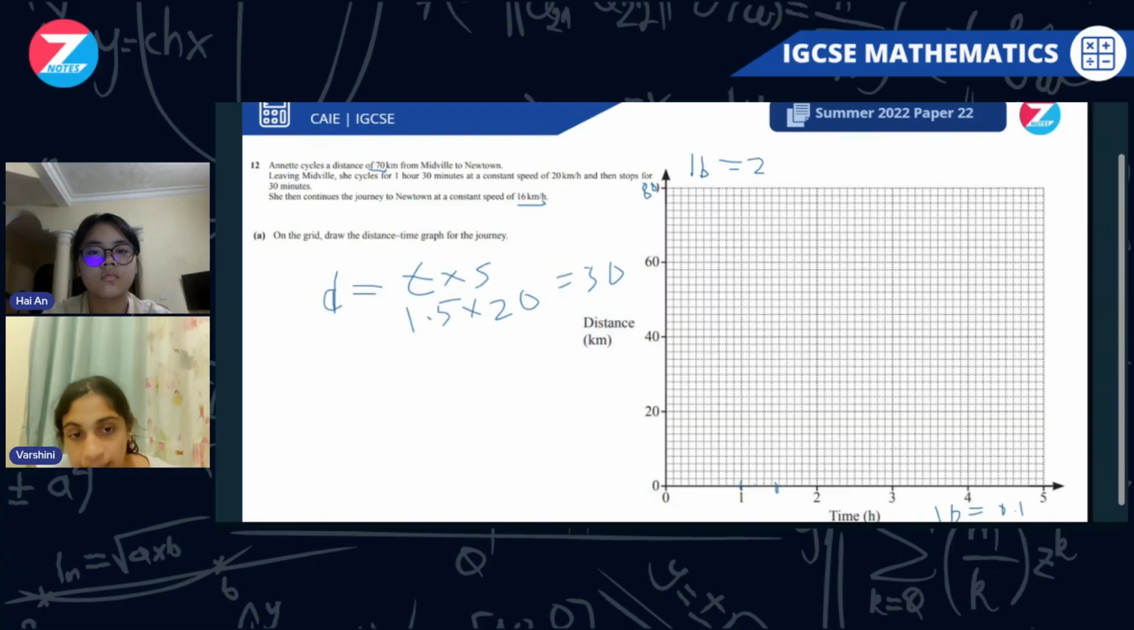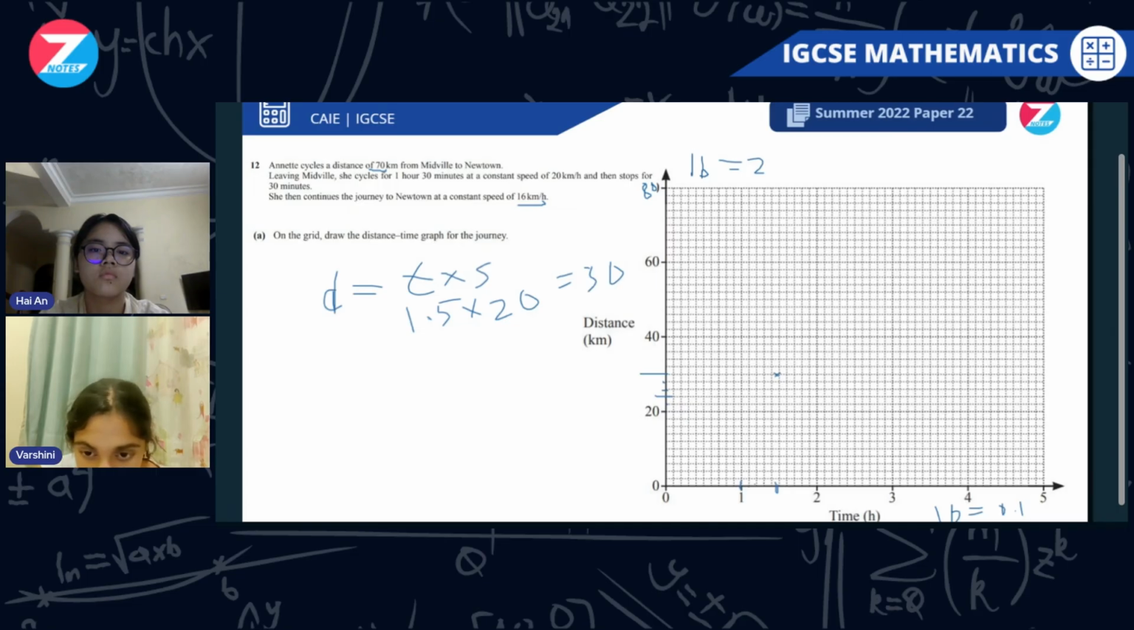So we know that at the end of 1.5 hours, she cycled 30. So let's find 30 on the y-axis. It's going to be halfway between 20 and 40. So let's count 5 of these boxes again: 22, 24, 26, 28, and 30 is going to be over here. So now we know that at 1.5 hours, she has cycled 30.